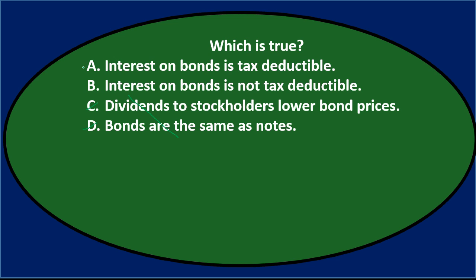So which is true? A, interest on bonds is tax deductible, or B, interest on bonds is not tax deductible. And typically it is. And remember, what this means is we're the issuer of the bond. So we issued the bonds, we have to pay interest. And that's not good for us. We don't like paying interest. But at least we get to deduct it to get to taxable income and lower the taxes. So again, paying interest is not good, but it is typically something that will be tax deductible.